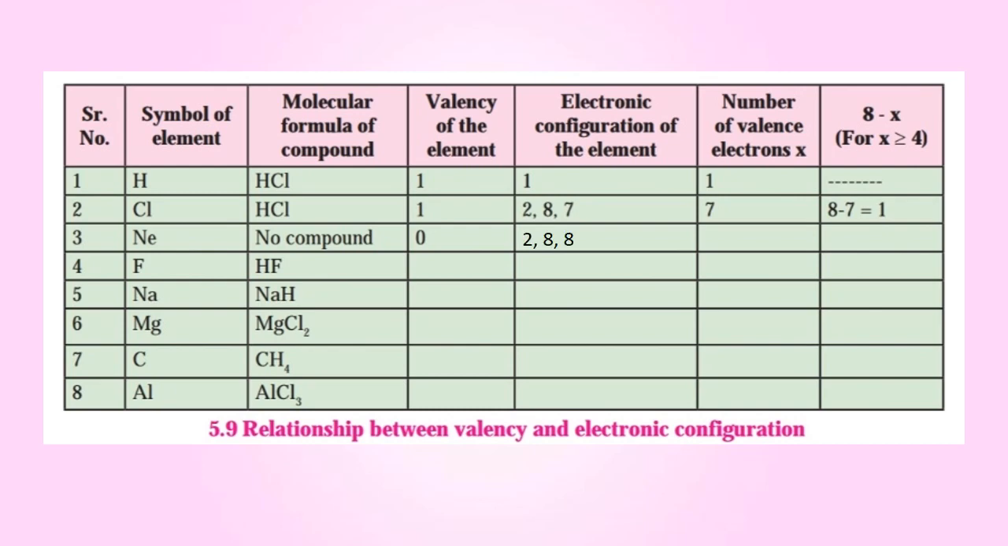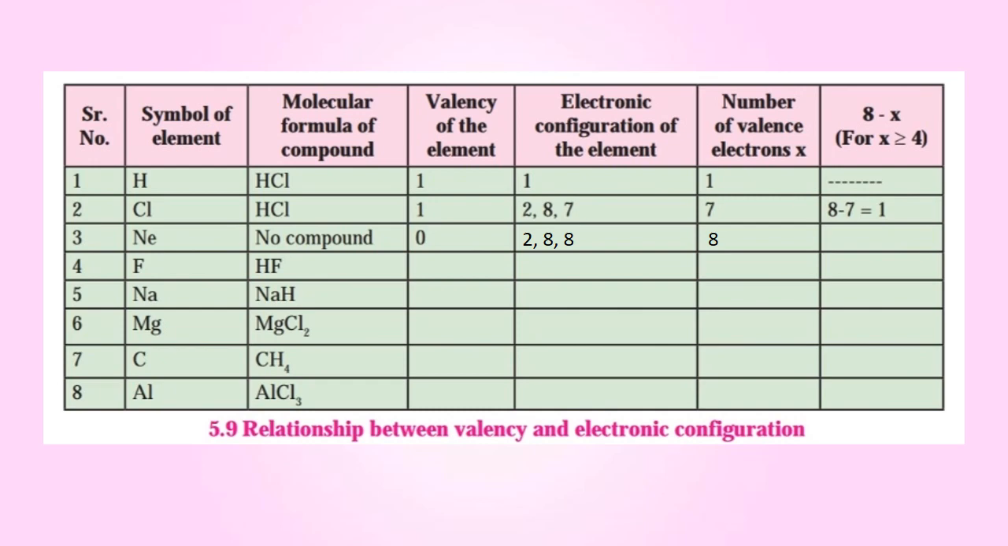So we are doing for the third one, that is Ne, neon. Molecular formula, no compound. Valency is 0. Why 0? Because when we write the electronic configuration, we get 2, 8, 8. So in the last shell, there are 8 electrons, which means that the electron octet is complete, and hence when an electron octet or when an electron duplet is complete, the valency is 0. Number of valence electrons are 8.